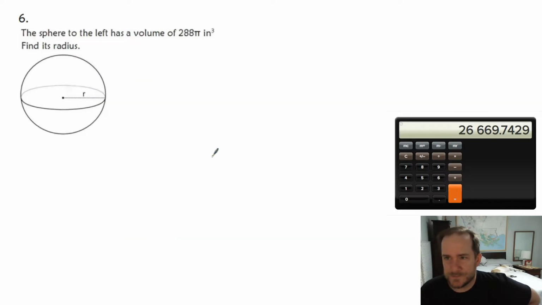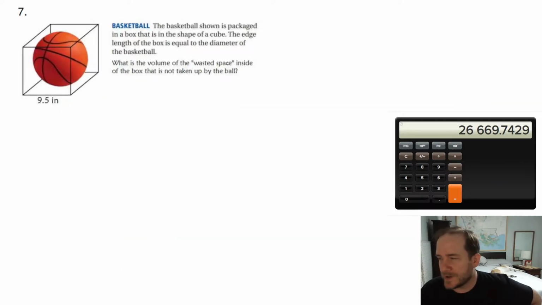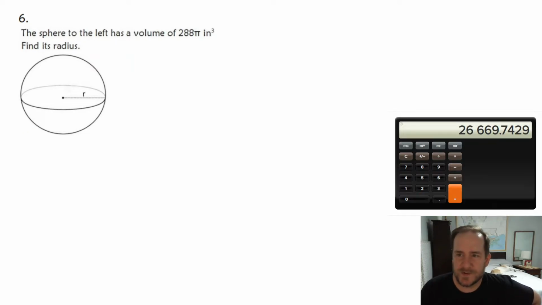All right, one last question. Ah, rats, there's two more. Okay, two more questions. Number 6 says, the sphere to the left has a volume of 288 pi, find its radius. Okay, gonna need our formula.